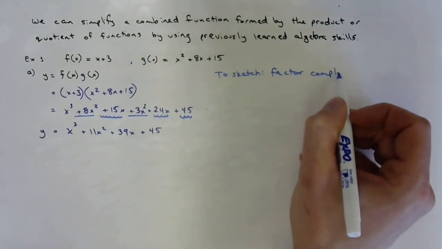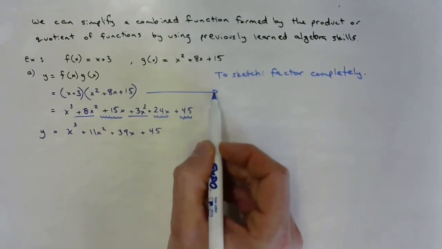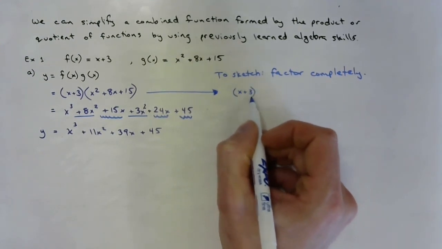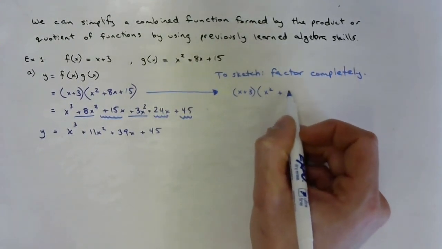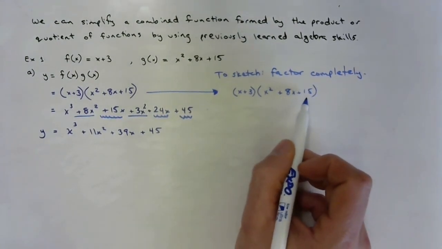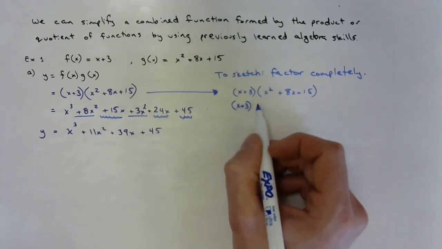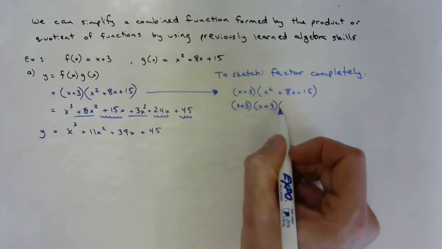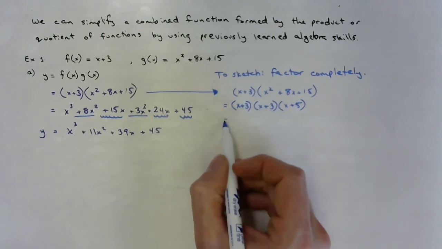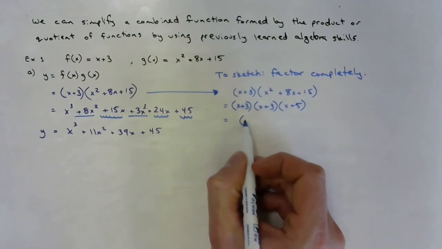So to sketch it, we're going to factor completely, which I'm just going to pull this guy over here. And that's exactly right. We just need to factor the x squared plus 8x plus 15. So looking for two numbers that multiply to 15 and add to 8, that's 5 and 3. So we end up with x plus 3 times x plus 3 times x plus 5. And in order to know how to sketch this, I'd want to go with x plus 3 squared here.